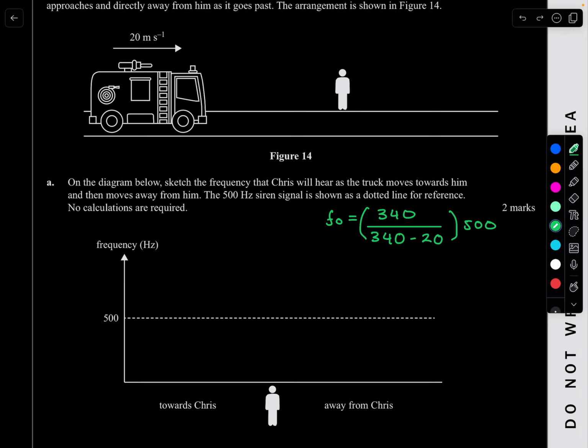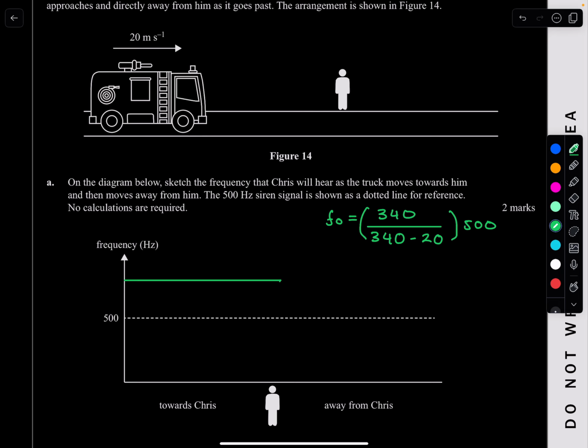340 minus 20 times 500. So basically 531. Of course, it's more than 500. But it's a constant frequency as it passes towards Chris. So it's going to be like this, going towards Chris, like that's where Chris is.